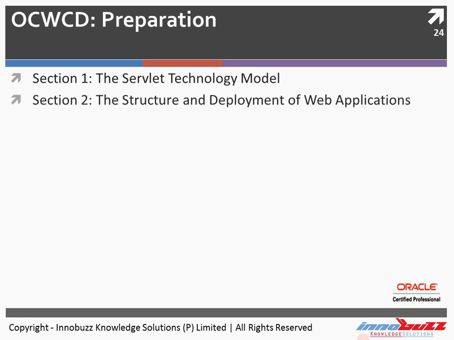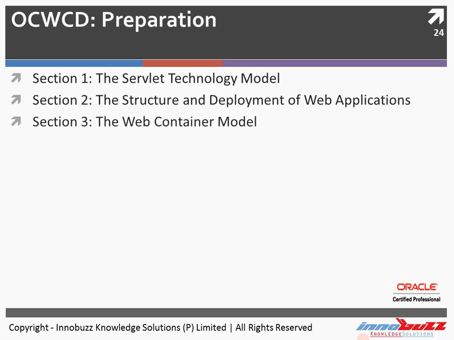In section 2, you have structure and deployment of web applications. So here you need to know how to construct the file and directory structure of a web application, which can contain static or dynamic content. Also, you need to know how to deploy using jar files and the purpose and semantics of the deployment descriptor. So this includes the web archive file and the contents of the web archive file.